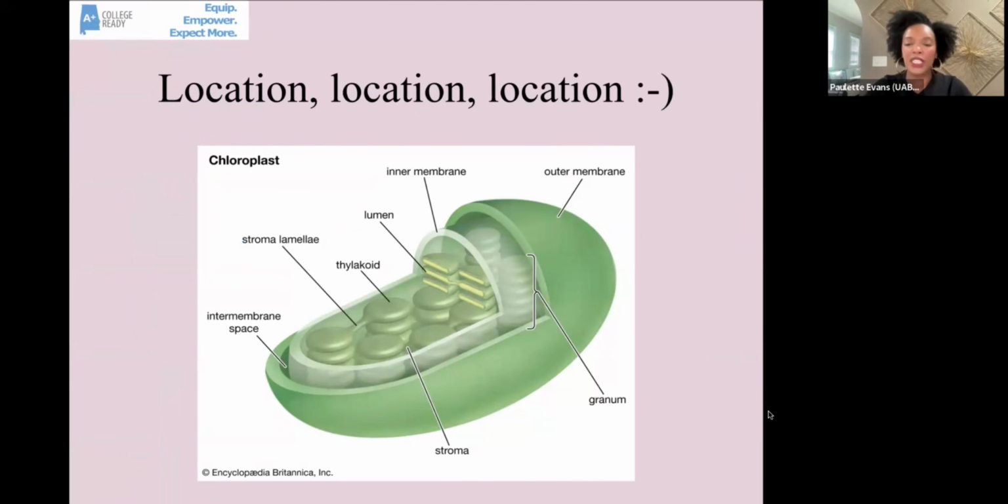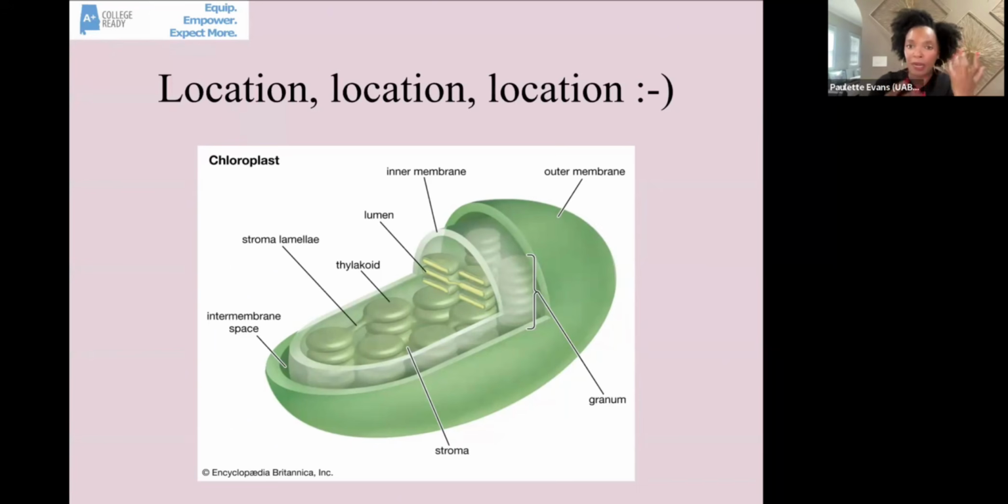Location, location, location. Location is super important when we talk about photosynthesis and cellular respiration. Here, photosynthesis. This is the organelle, the chloroplast, and the chloroplast would be inside the cell, inside of eukaryotic photosynthesizers, not in cyanobacteria. You will not find a chloroplast in cyanobacteria. Why? Cyanobacteria are prokaryotes and they do not have membrane-bound organelles, right? So they don't have this.